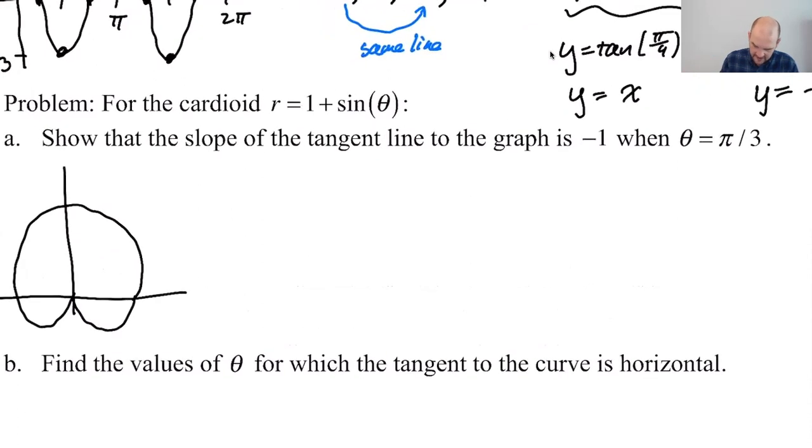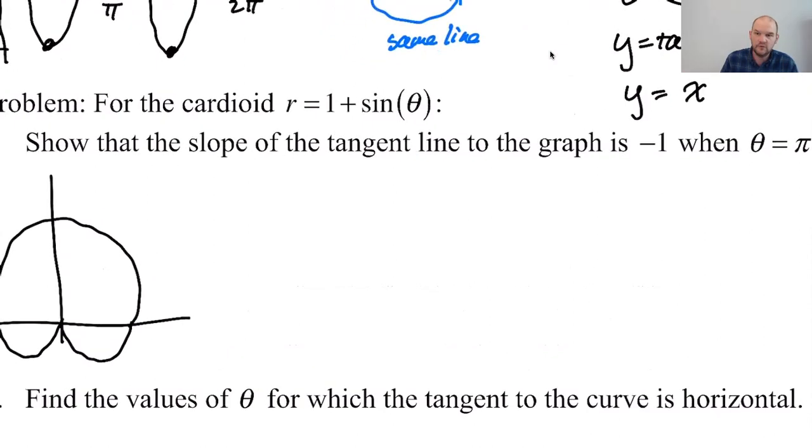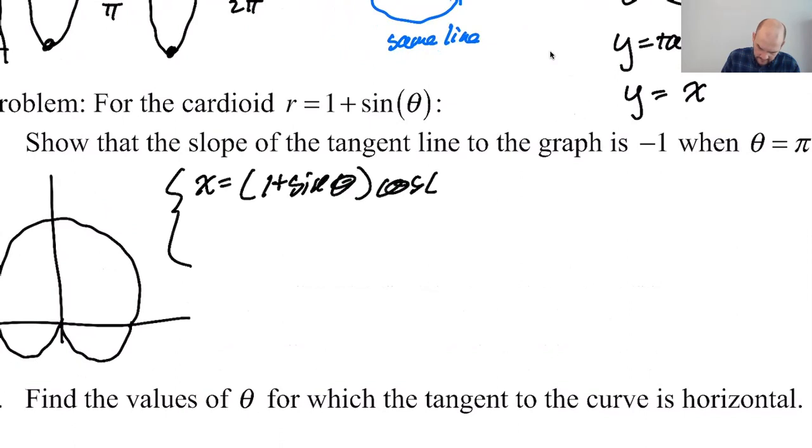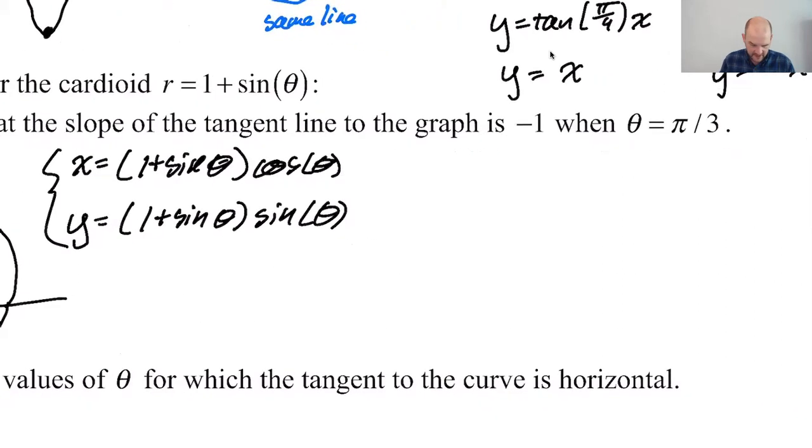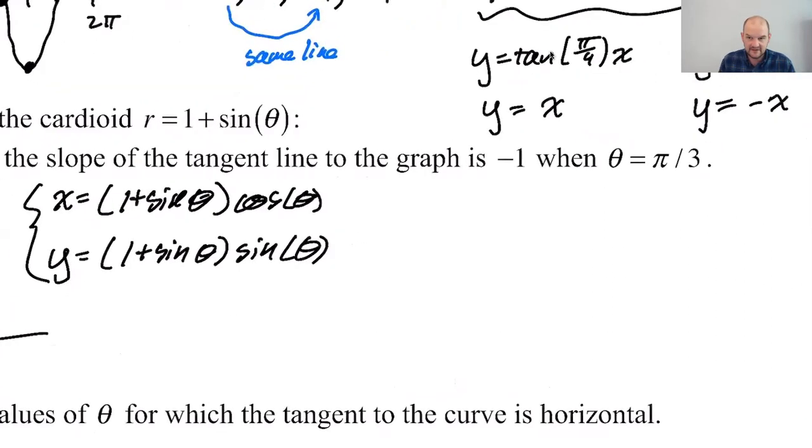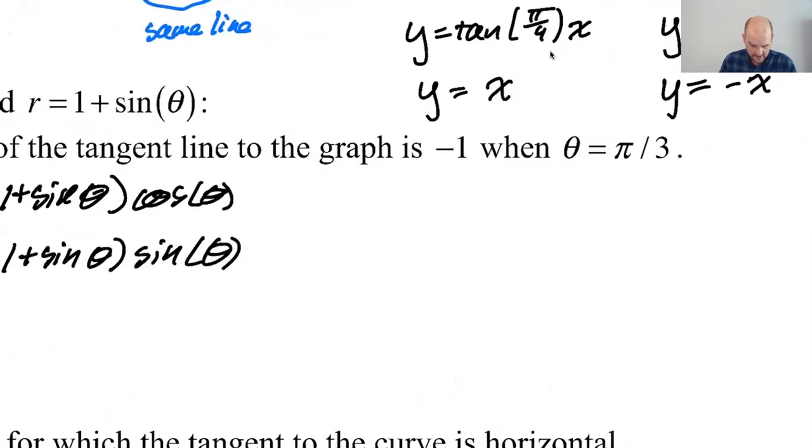All right, let's find the slope of the tangent line. No, show that the slope of the tangent line to the graph is -1 when theta equals pi over 3. So what we're going to do is first write our polar curve in parametric, right? So x is going to be r, which is 1 plus sine of theta, times cosine theta, and then y is going to be r, which is 1 plus sine theta, times sine theta. Okay, so to find dy dx, we need dy d theta and dx d theta, and to get those, we're going to use a product rule, and so it's going to be delightful.